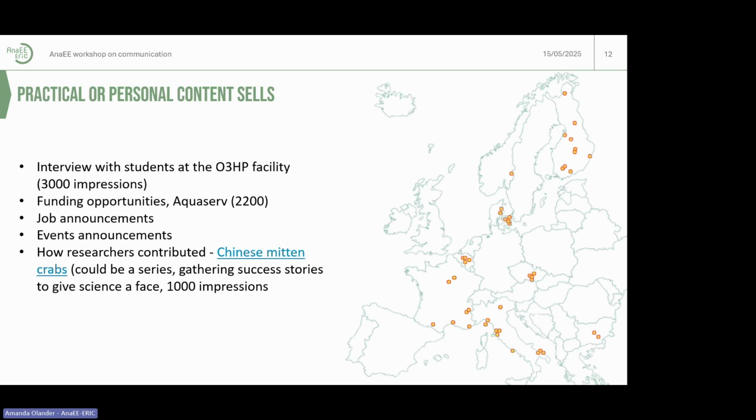It depends quite a lot. Sometimes it's some tens, some dozens, and sometimes it's thousands. Then, of course, different types of projects and funding opportunities get a lot of attention. Free money, it's always interesting. Job announcements get quite a good spread, and different types of events also.